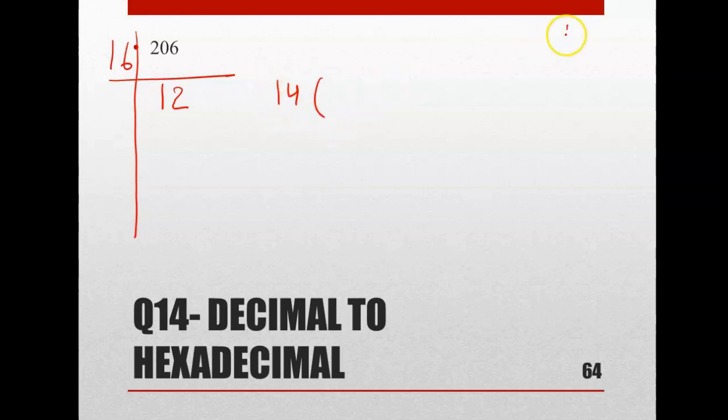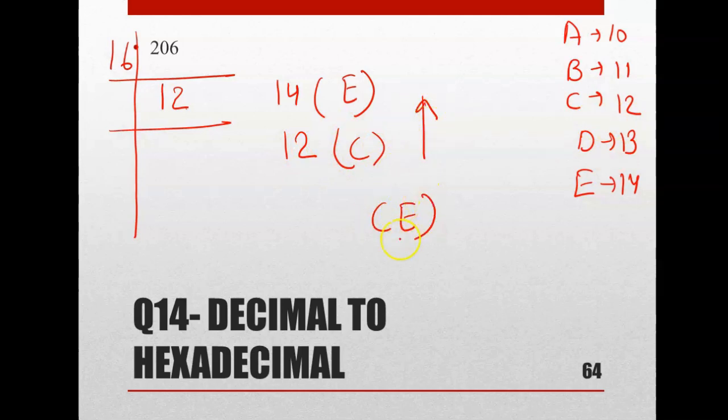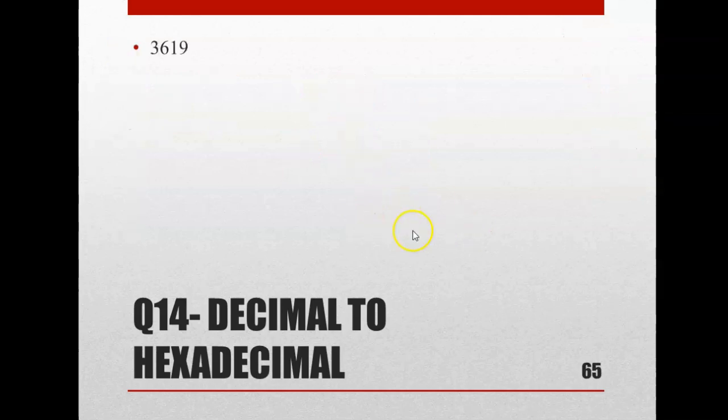So A is 10, B is 11, C is 12 and D is 13, and E is 14, right? So here you will write E. And then 12 is not divisible by 16, so this will be the same only. For 12 you will write C here, and downward, it is C, E and base 16. In this way you can convert 2062, which is a decimal value, to hexadecimal. So we finished this part also here.